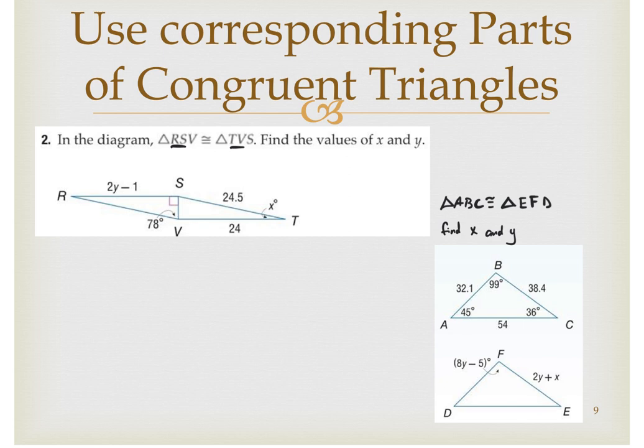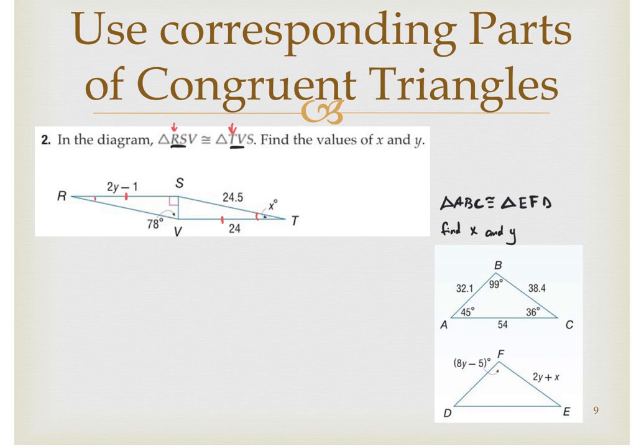Change colors. So RS is congruent to TV. And that means that angle V, no, what do I want? I want angle T. Angle T is easier to find. Angle T is congruent to angle R. So this angle is congruent to this angle. Always a good idea to annotate your picture first, that way you don't get things mixed up.